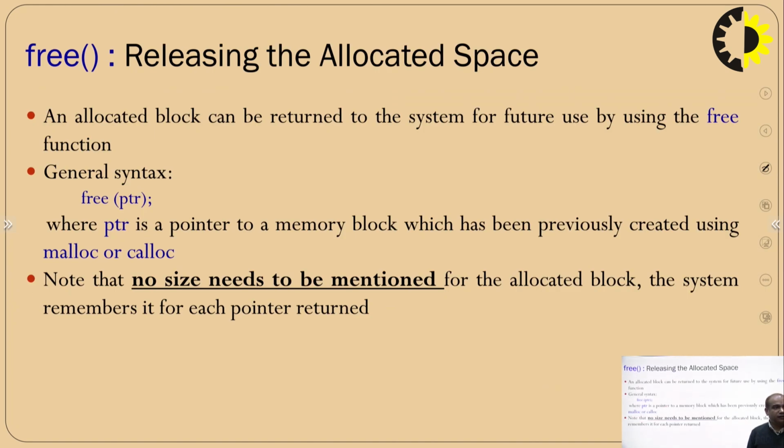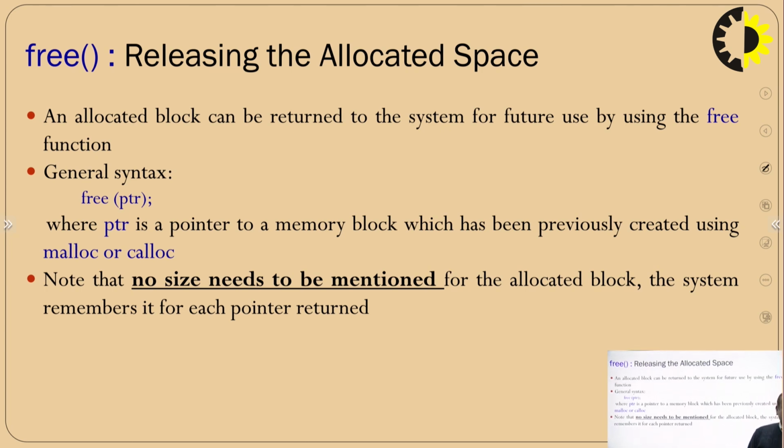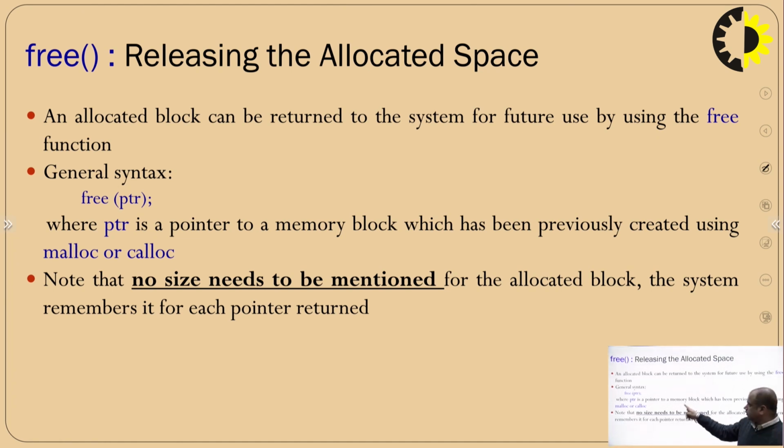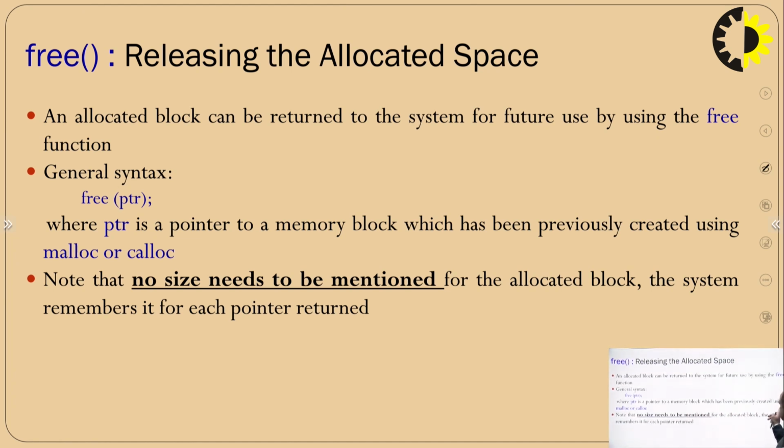Next, we are talking about the free function. The free function is going to release the allocated space, and the allocated block can be returned to the system for future use. The general syntax is free(ptr), where ptr is the pointer to the memory block which has been previously created using either malloc or calloc. Also, no size needs to be mentioned for the allocated block. The system remembers it for each pointer returned. So free automatically deallocates the memory space.